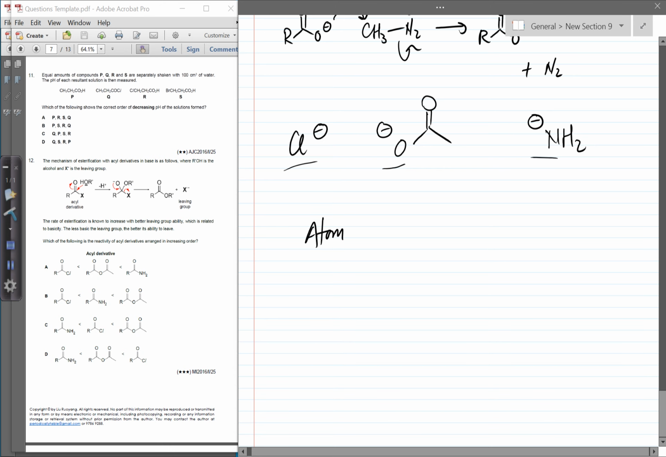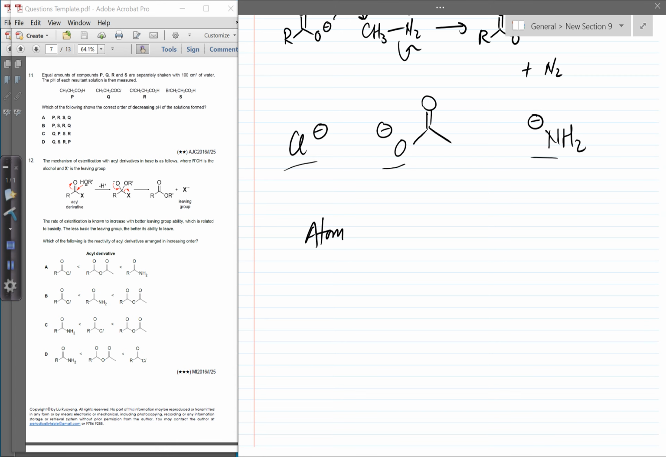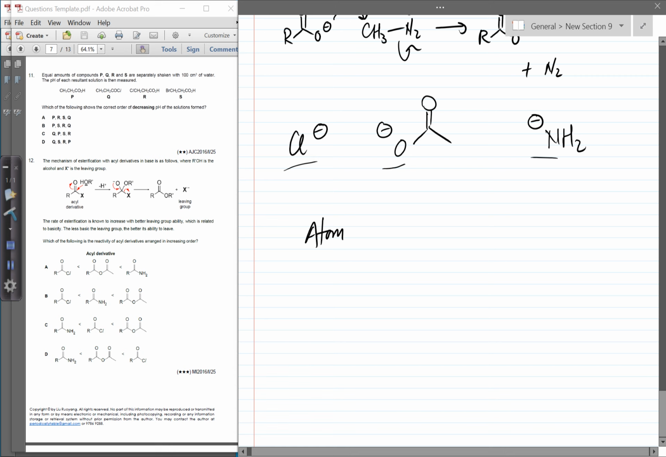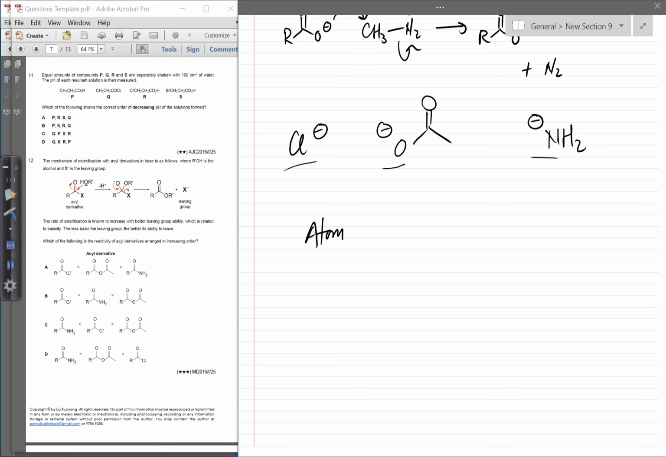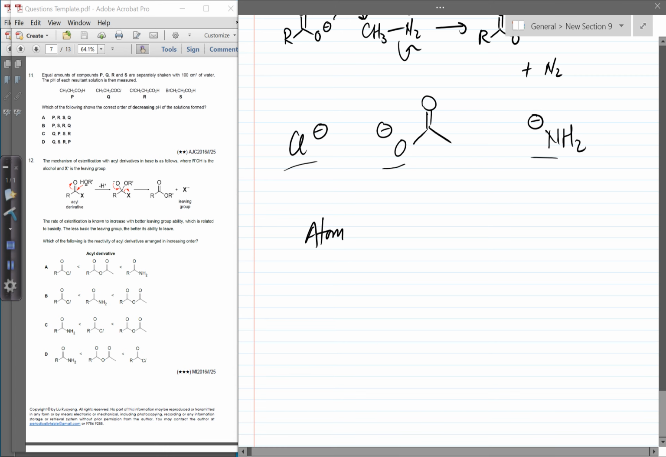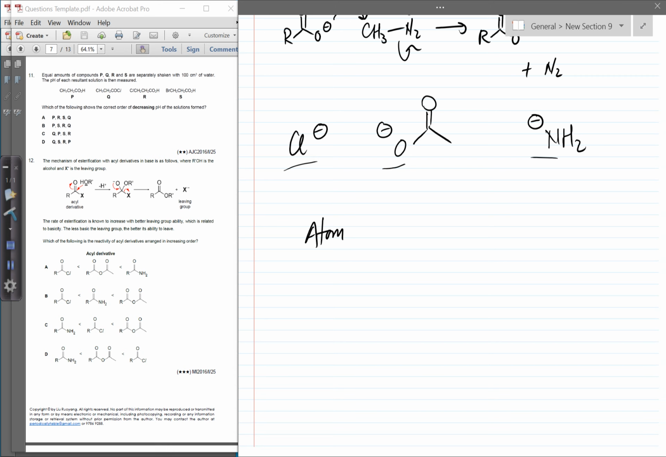Can you still remember what atom tells you? If they are from the same period, you compare electronegativity. If they are from different periods, you compare size, correct? So for these three, pretty obvious that Cl minus is from a different period. It's larger than O and N. So Cl minus will win. It's the most stable because it's the largest. Therefore, it should be placed first.